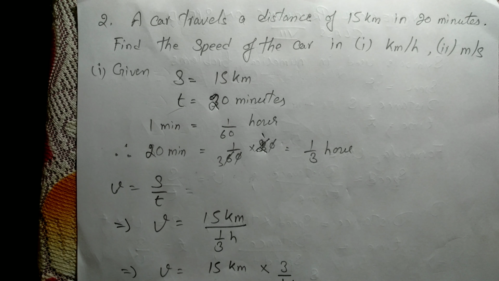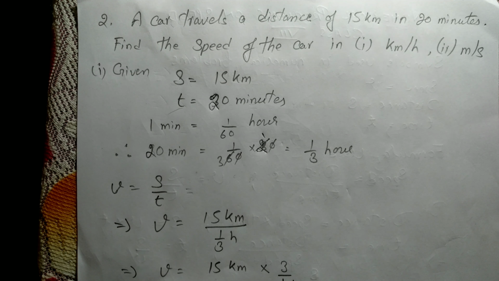This is for class 7 physics, the second question on speed. This question you can find in your textbook. A car travels a distance of 15 km in 20 minutes. Find the speed of the car in km per hour and then in meter per second.